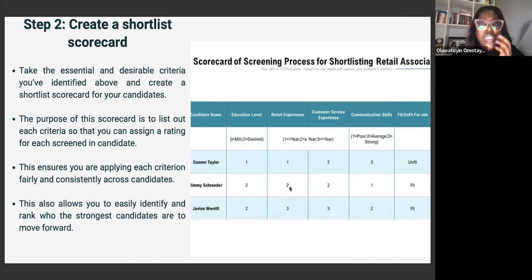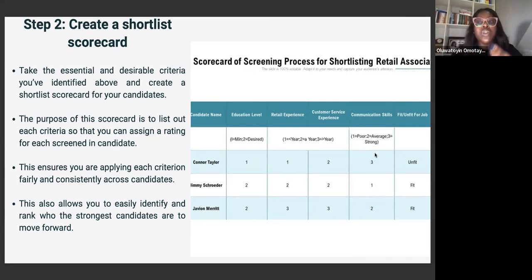Okay, now for Connor Taylor, when you see 2 is the desired, it means that nobody can score more than 2. Now, Connor has 1. It means that he has 1/2. In terms of retail experience, he has 1 year experience, and what they're looking for is actually 2 years. So it scores 1/2. In terms of customer service experience, the highest they're looking for is 3, but Connor has 2. So he gets 2/3.